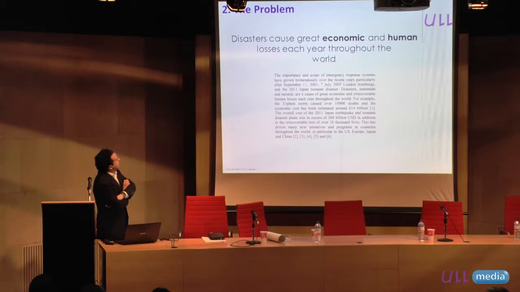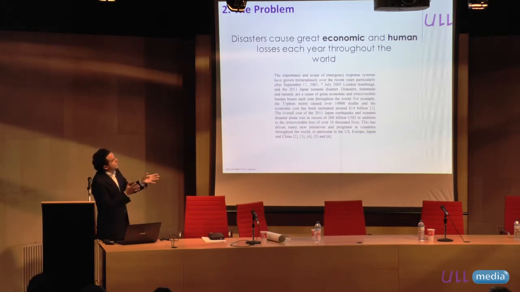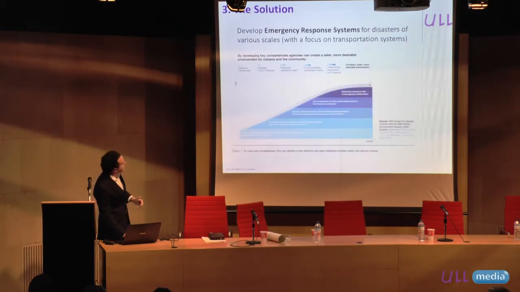And some information about the problem. You have the disaster, and you lose people, and you lose money. Sometimes, when you lose people it is terrible, but for some people to lose money is horrible. And here we have a typical model of a layer, and we have different variables inside a city, thousands of variables. So it's quite difficult.